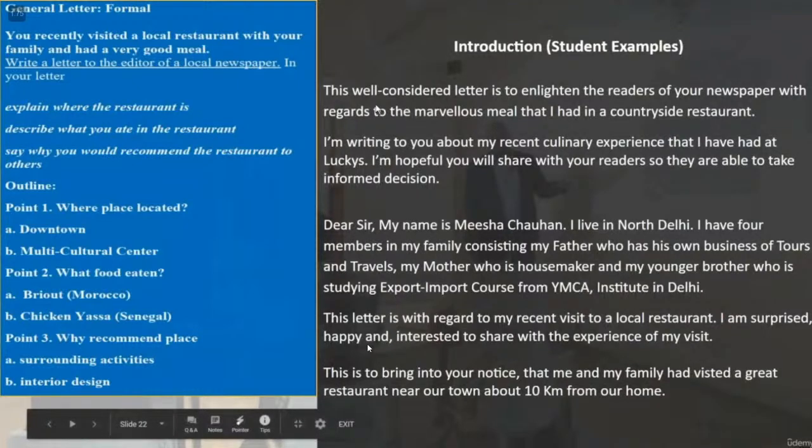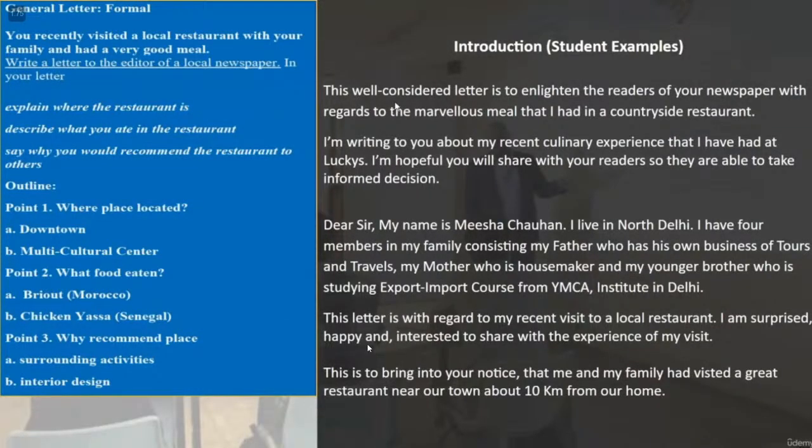This one, I like this one a lot because of the vocabulary. "This well-considered letter," good language, "is to enlighten," good language, "the readers of your newspaper." I know we're writing to a newspaper. Great job. "With regards to," good language, "a marvelous meal," good language, "that I had in a countryside restaurant," right? That's good, so I want you to really know the difference between the previous one that I said was good and this one that I'm saying is better, right?